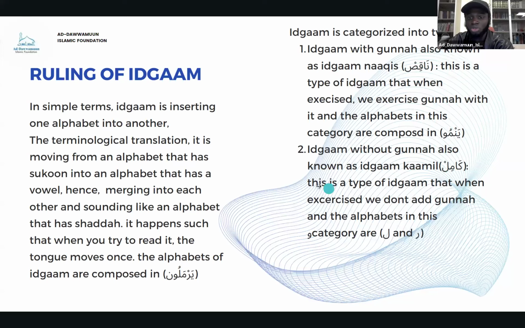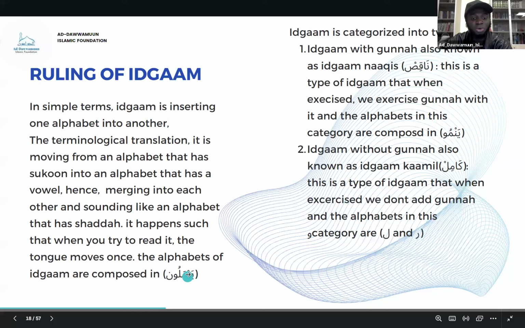And idgham without ghunna, also known as idgham kamil. This is a type of idgham that when exercised, we don't add ghunna. And the alphabet in this category are lam and ra. So in Yarmalun, lam and ra are exercised without extra ghunna, and the remaining are exercised with ghunna. Okay. So if you recognize this alphabet, Yarmalun, and you know that lam and ra exist without ghunna, and the rest are exercised with ghunna, that's all that is explained.